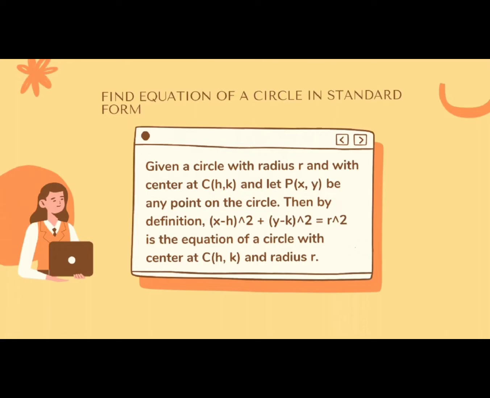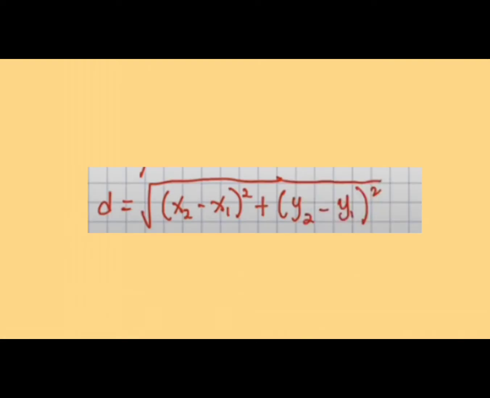coordinates x, y, be any point on the circle, then by definition, (x - h)^2 + (y - k)^2 = r^2 is the equation of a circle with center which has the coordinates h, k and radius r. The standard equation of the circle is derived from the distance formula where d equals the square root of (x2 - x1)^2 + (y2 - y1)^2.